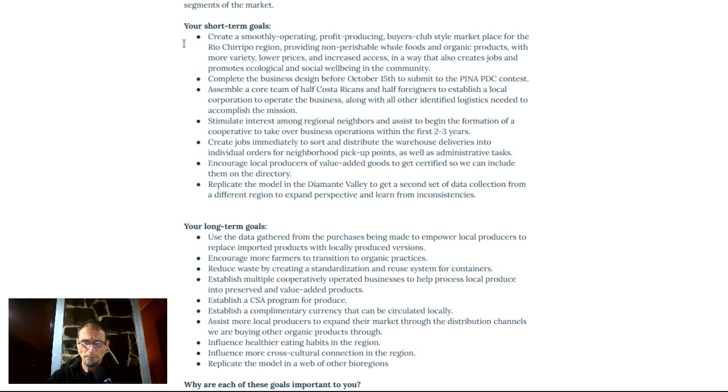Short-term goals: creating a smoothly operating, profit-producing, buyers club style marketplace for the Rio Chiripo region, which is where I live, providing non-perishable whole foods and organic products with more variety, lower prices, and increased access in a way that also creates jobs and promotes ecological and social well-being in the community. So you can tell I've already given this a lot of thought. I was able to really make that concise. That is my primary goal. Matter of fact, I could probably copy and paste that into my mission, which is a little bit more vague.